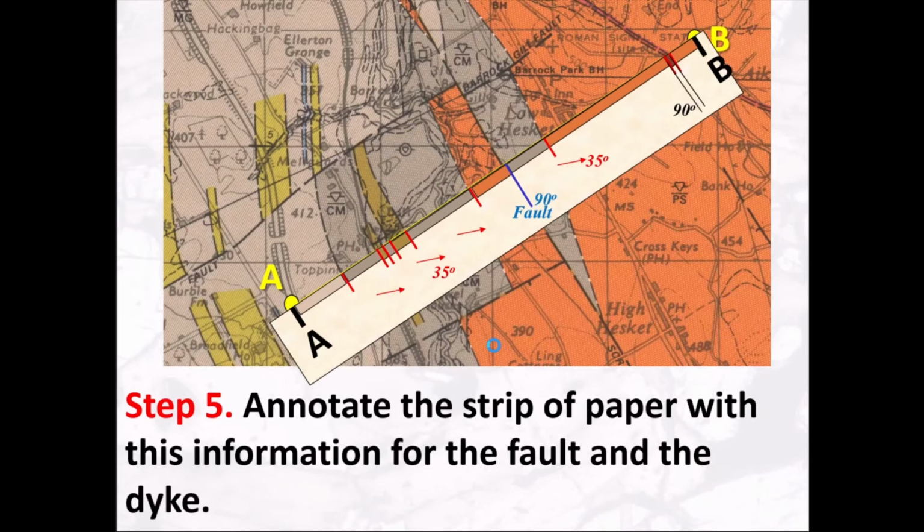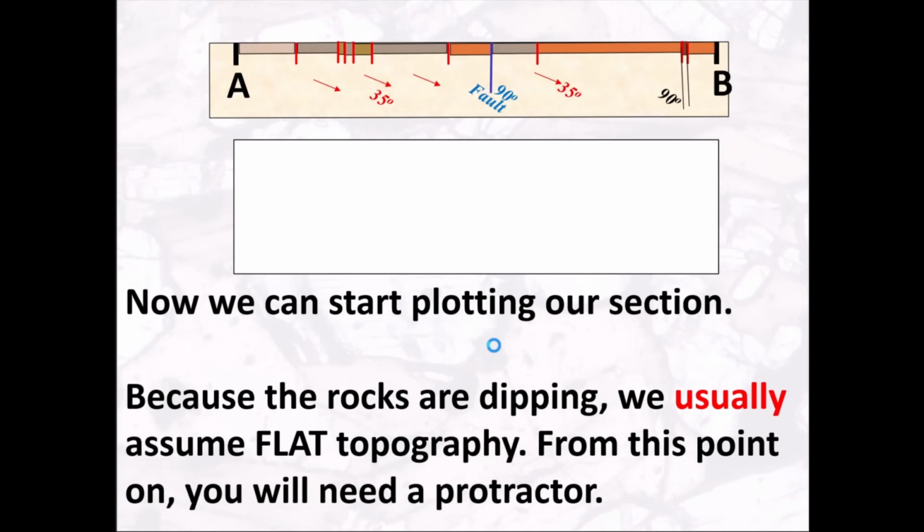Okay, so now I've got all of the rock types on my map, or on my cross-section strip. I've got all of the contacts, and I've got all of the structural information that I need, all of the dips for the beds, and the dip of the fault, and the inferred dip for the dyke. Okay, so now we can start plotting our section.